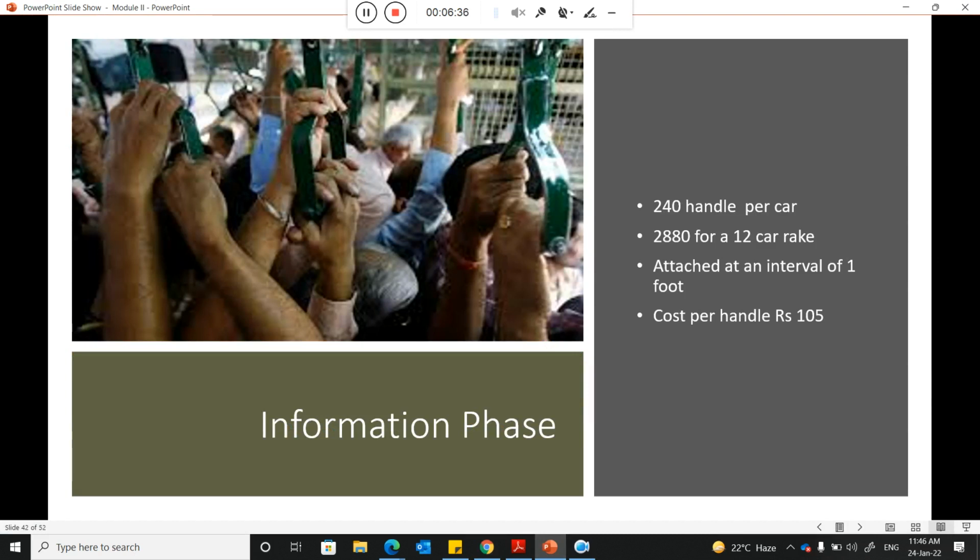The next thing here is that we convert all the product components into the function analysis. Now the information phase: in information we need to gather the information related to that particular product. So in one bogie you can say 250 handles are actually utilized, and there are 2880 for a 12 car rake. The distance between two handles is 1 foot, and the cost per handle is, as mentioned here, 105 rupees. So that is the information phase regarding that particular product.